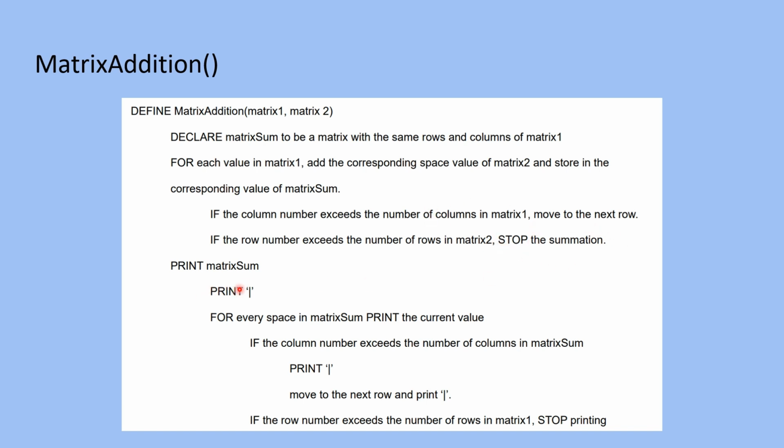I'll finally print matrix sum by printing this character, and for every space in matrix sum, I'll print the current value. If the column number exceeds the number of columns in matrix sum, I'll print this character, and I'll move to the next row and print it again. If the row number exceeds the number of rows in matrix 1, I'll stop printing, because all of the values of the matrix would have been printed.